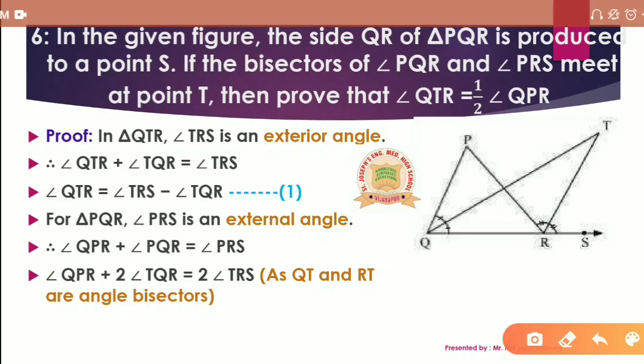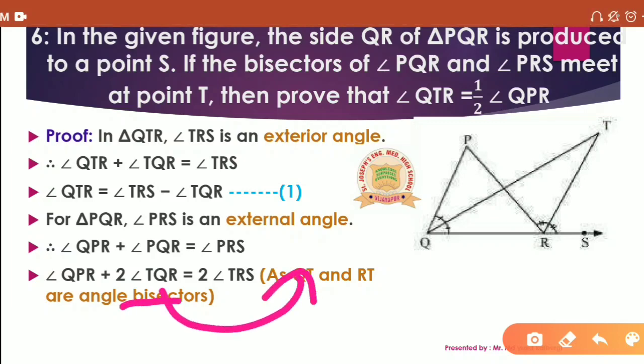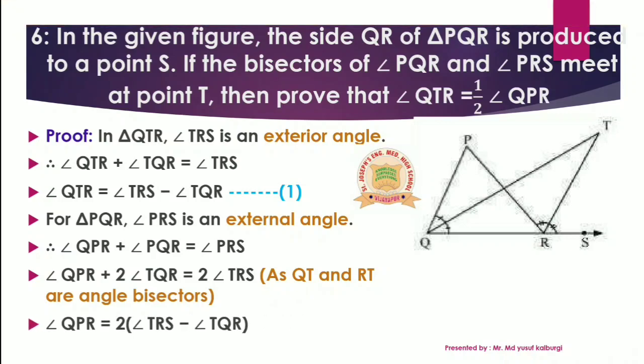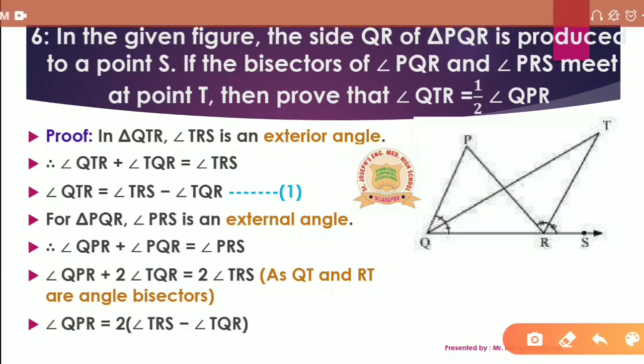Now we take 2 TQR to the right hand side, so it becomes minus 2 TQR. So 2 TRS minus 2 TQR. Now let us take 2 common, so 2 times TRS minus TQR. So QPR is equal to 2 times TRS minus TQR. Now we are going to substitute this value.